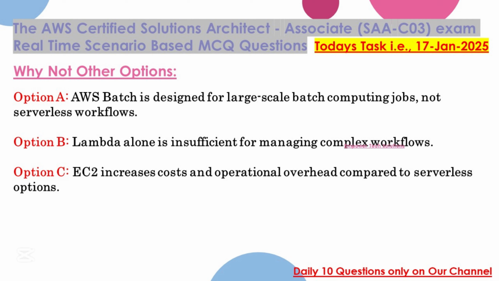Why not other options? Option A. AWS Batch is designed for large-scale batch computing jobs, not serverless workflows. Option B. Lambda alone is insufficient for managing complex workflows. Option C. EC2 increases costs and operational overhead compared to serverless options.